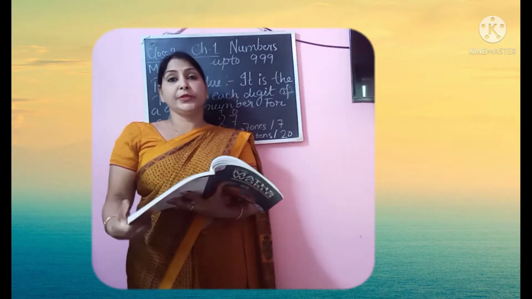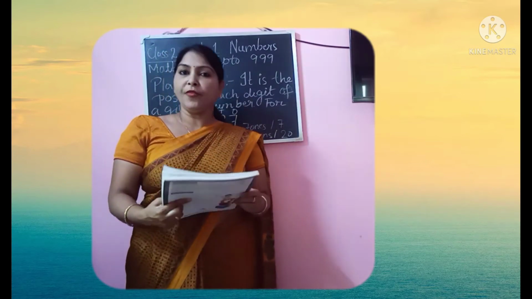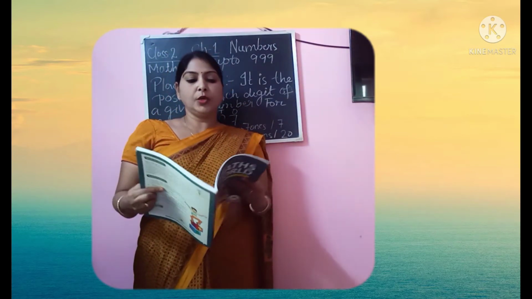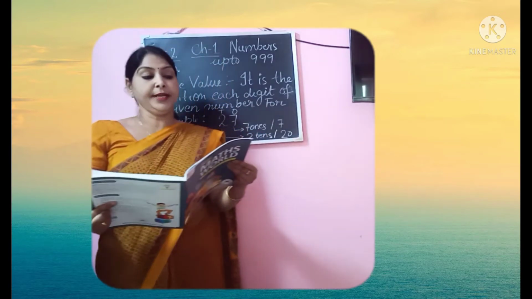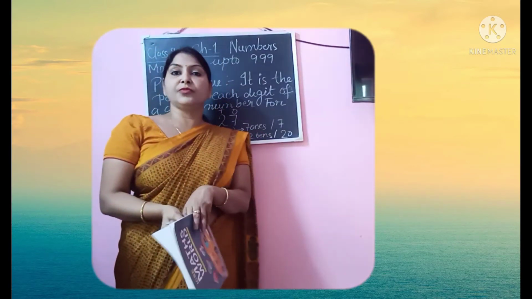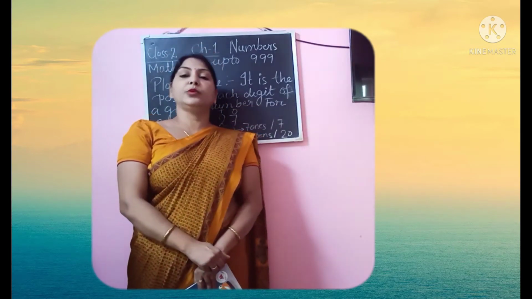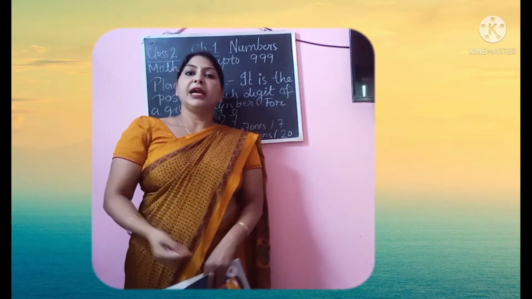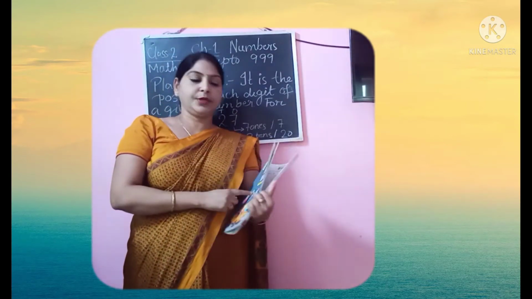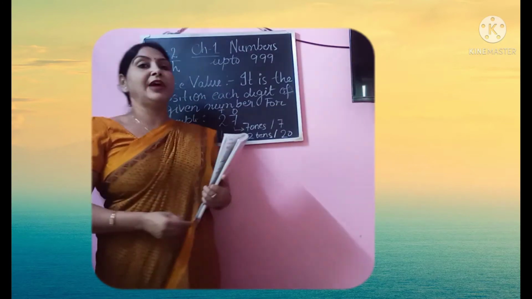Today we are going to learn chapter number 1. In offline classes we have already completed till exercise number 1.5. The last class which we discussed was abacus. We have learned how to read the number in abacus representation and how to write the numbers also. Okay. And today we are going to learn place value.